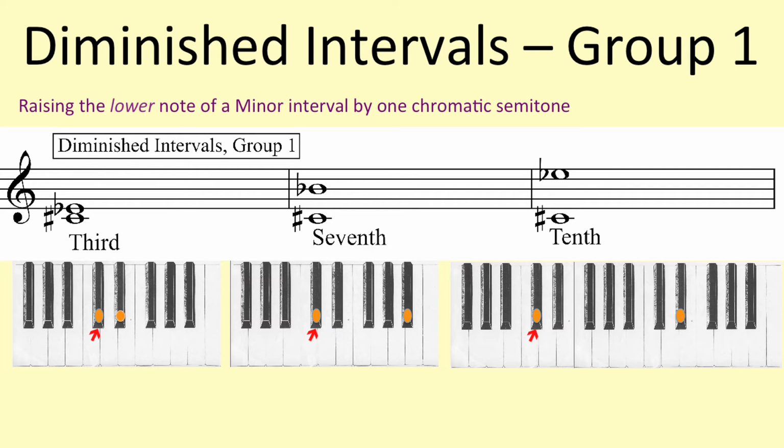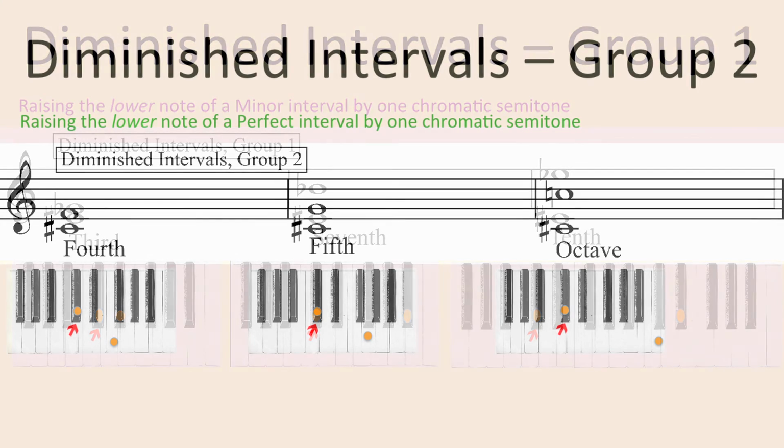Here we have a diminished third, diminished seventh, and diminished tenth. Hit the pause button again so you can practice playing this group of diminished intervals on your piano keyboard. To compare their sound with that of the minor intervals from which they are derived, merely return the bottom note back to its primary tone, C natural, and play again.